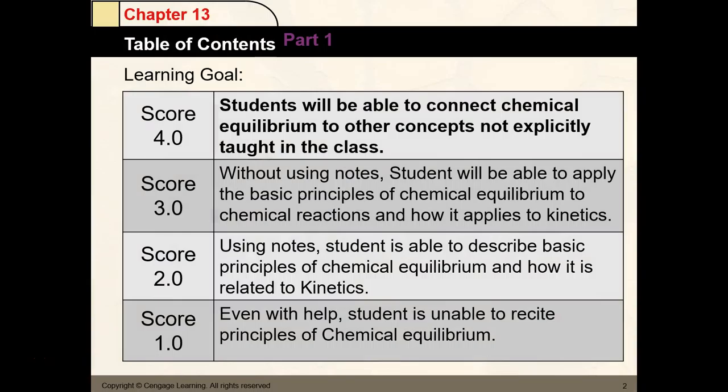Now, the overall goal is, of course, at level 3, that you'll be able to apply basic principles of chemical equilibrium to chemical reactions and show how it applies to kinetics or reaction rates. As we talked about in the last video, there are certain things that we can do to manipulate and deal with the reaction. One of the things that we've realized is that not all reactions go just in one direction. We actually can have something that reaches a point of equilibrium. Let's go ahead and discuss what that means.